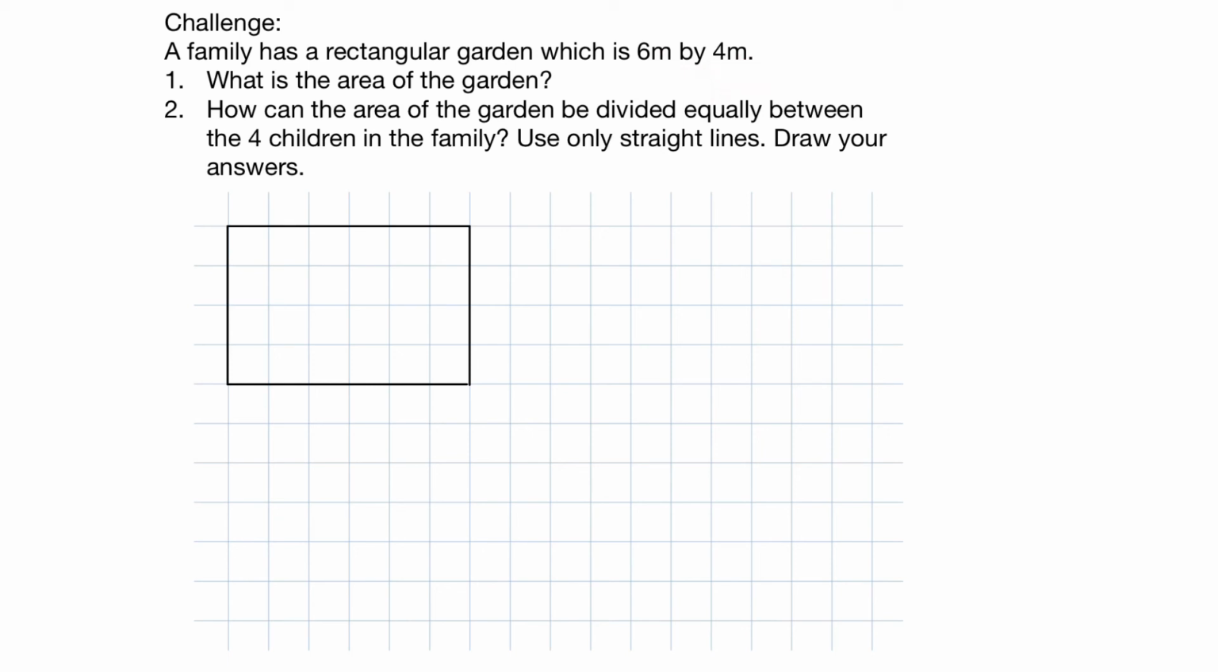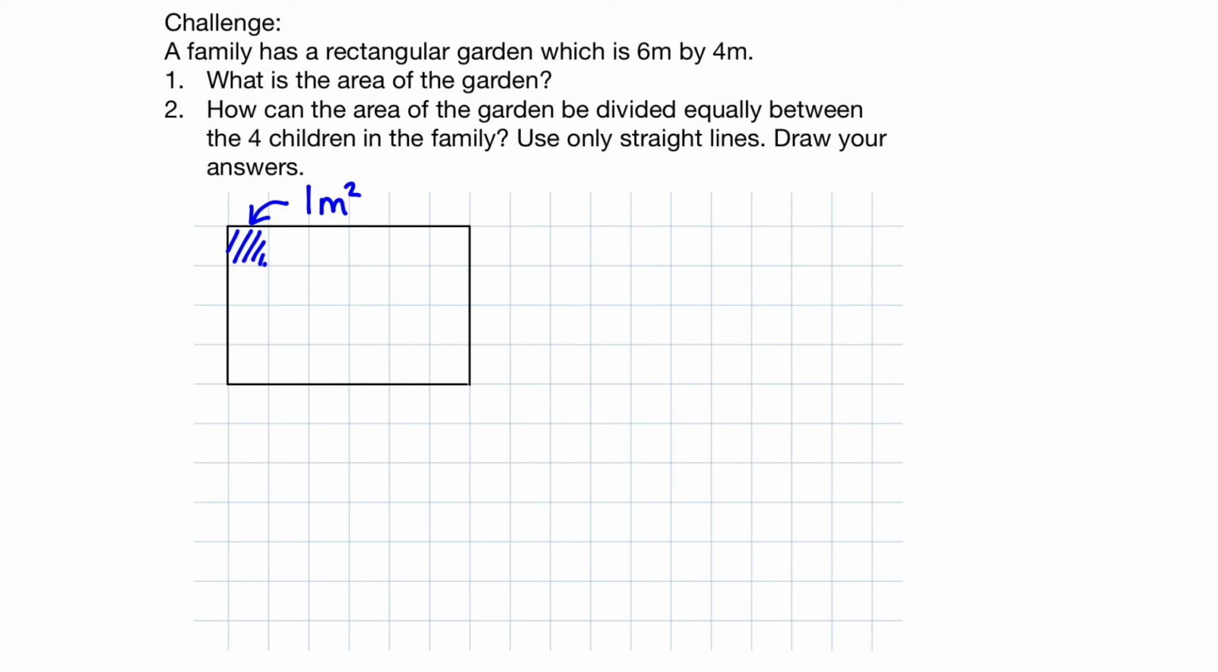So what that means is each one of these squares here is equal to 1 square metre, not a square centimetre. So when you find the area of the garden by working out how many squares are in here, your answer is going to be a number of square metres. So that's your first job.